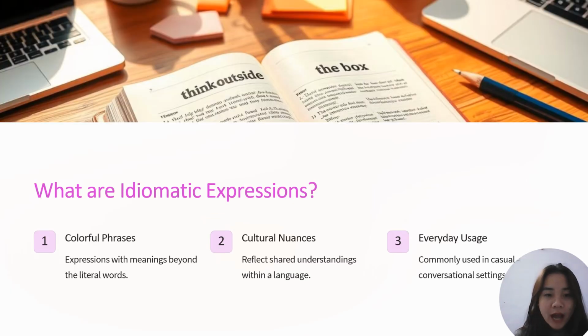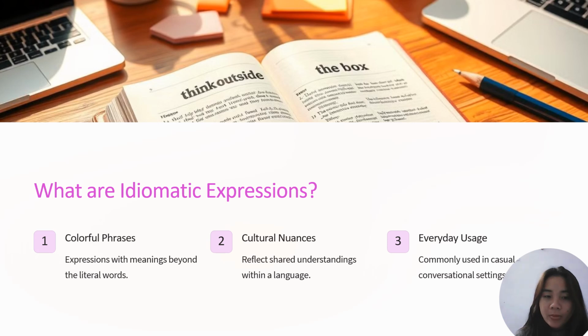So what are idiomatic expressions? They are also called idioms. I don't know whether you have come across them or not, but idioms always have a hidden meaning. It doesn't mean what you said. The meaning of the idiom is totally different from the words. Let me give you one example.